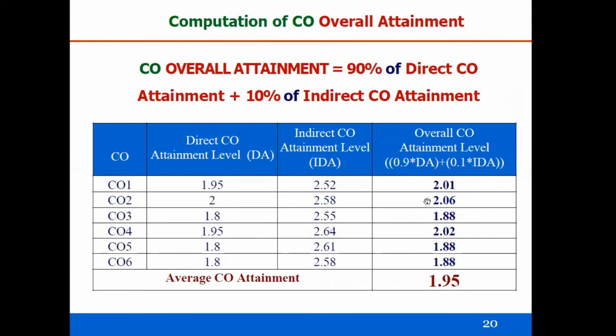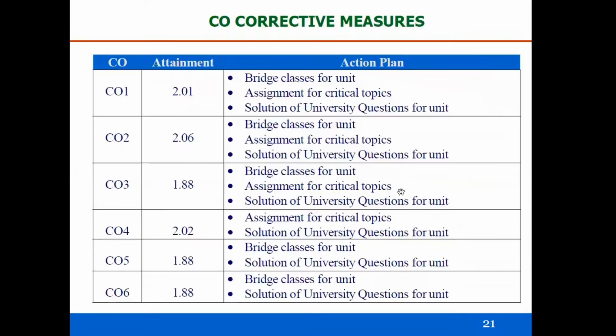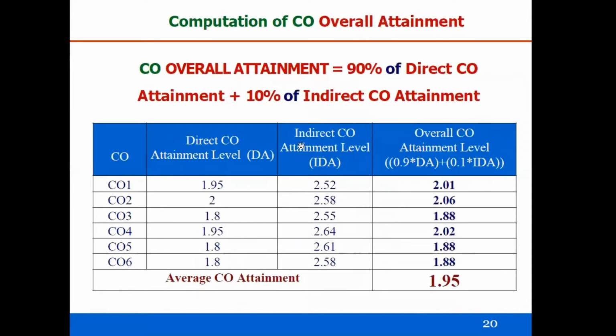So for improvement purposes, for the coming semesters when the same course is studied by the new batch, what are the improvement measures we have to consider to improve these attainment values? Those can be represented as corrective measures. For example, this is the action plan or corrective measures for this course, CO wise. Here you have this format: CO1, its attainment value what we obtained, 2.01, then CO2, 2.06. All the values you have to take as they are.